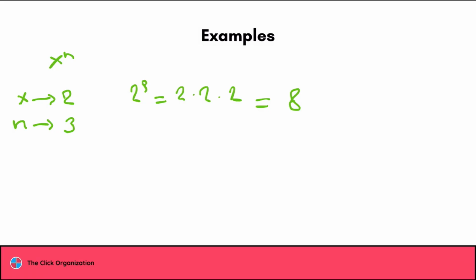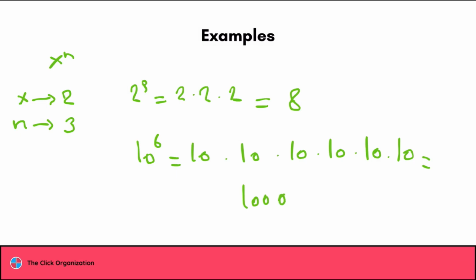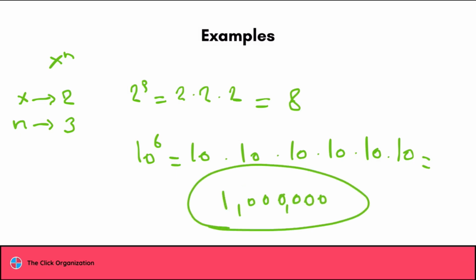So for example, I have another one, 10 to the power of 6, right? This basically means 10 times 10 times 10 times 10 times 10 times 10, okay? 10 multiplied by itself 6 times, it is going to be 1 with 6 zeros, which will be 1 million exactly. So let's have our last example.